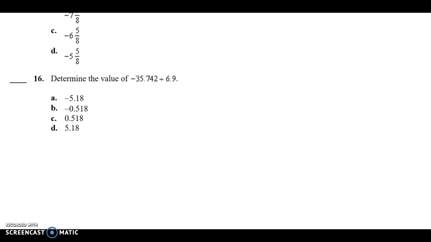Number 16. Determine the value of negative 35.742 divided by 6.9. A. Negative 5.18. B. Negative 0.518. C. 0.518. D. 5.18.